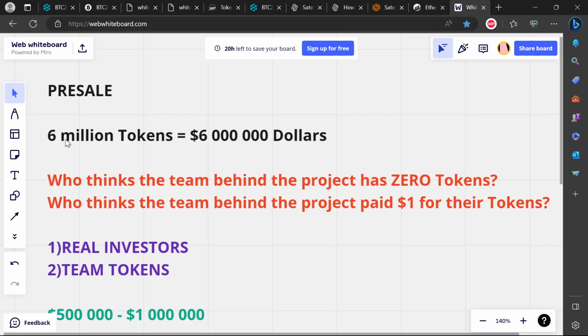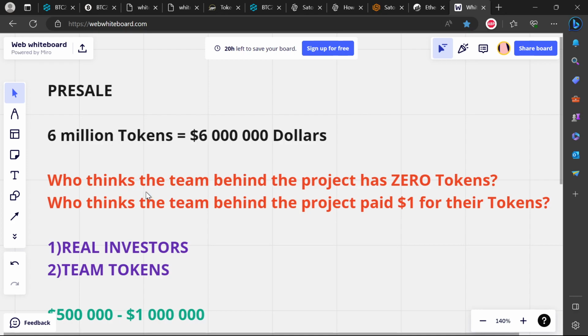So what they said is 6 million tokens were purchased in the pre-sale, just over 6 million. We're just going to round it off to 6 million, which translates to $6 million. So this means that the supply currently is this 6 million.